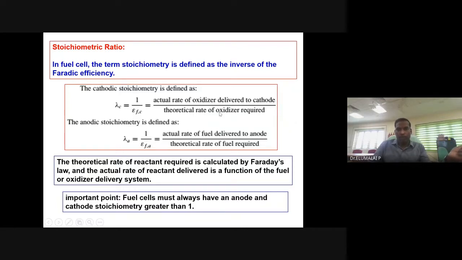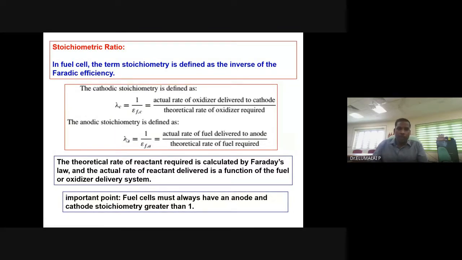If you know some number, you will be able to get some number. It may be 1, 0.8 or 0.5, 0.3, poorly performing maybe 0.2, 0.3, etc. So this is for the cathode. For the anode, instead of oxygen as oxidizer, you have your fuel there. It may be hydrogen, methanol, ethanol, ethylene glycol, carbon monoxide, ammonia, etc. The actual rate of fuel delivered to the anode to that of the theoretically required rate of fuel that is being supplied. If you know these numbers, you will get some number.